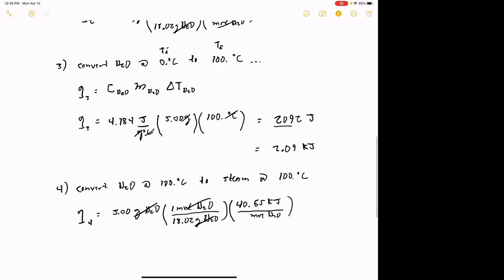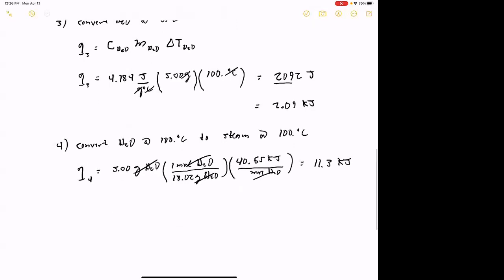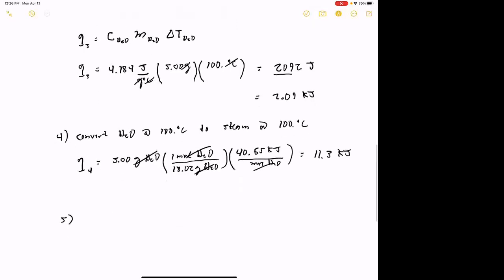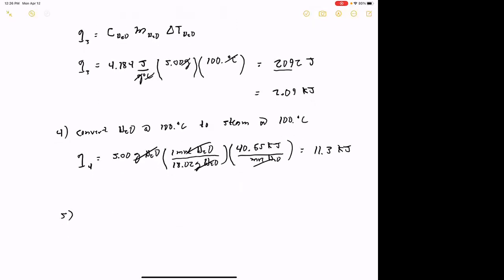Okay, so moles of water should cancel with moles of water, and that'll give me kilojoules. All right, so let's see what I got for that. Looks like I ended up with 11.3 kilojoules heat to make that transition happen. And now I've got one more thing I got to do, right? So my 5th step is I've now got water vapor or steam at 100 degrees Celsius, and now I want to take it all the way up to what, 125.